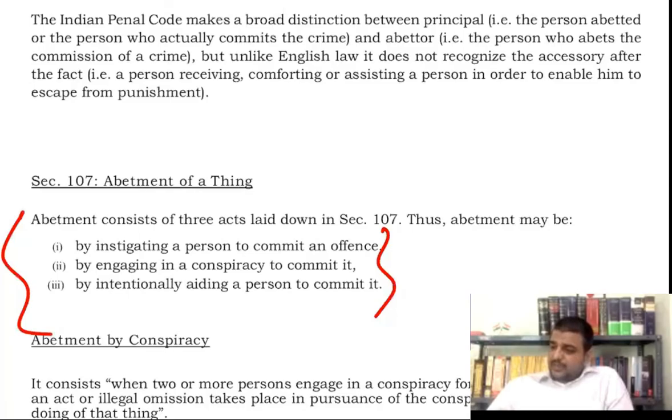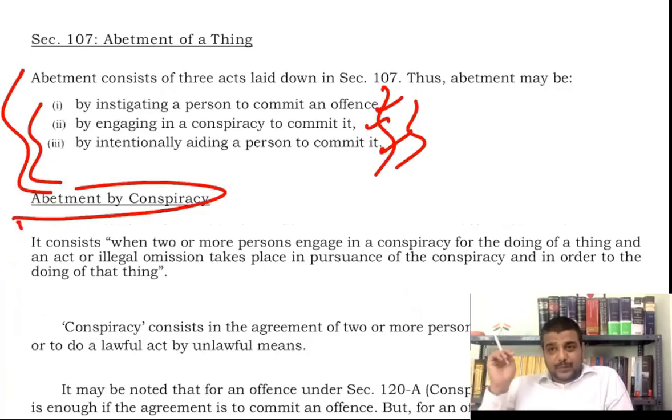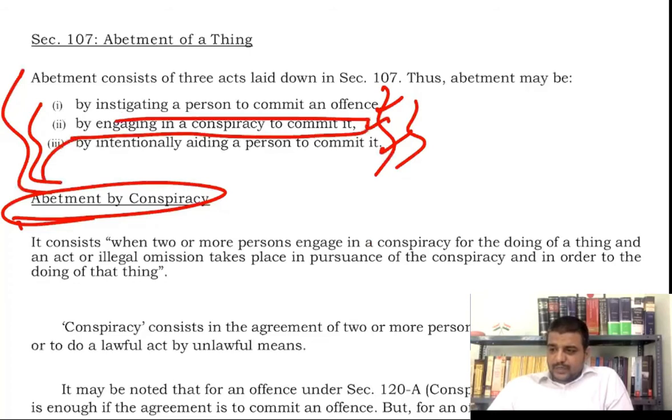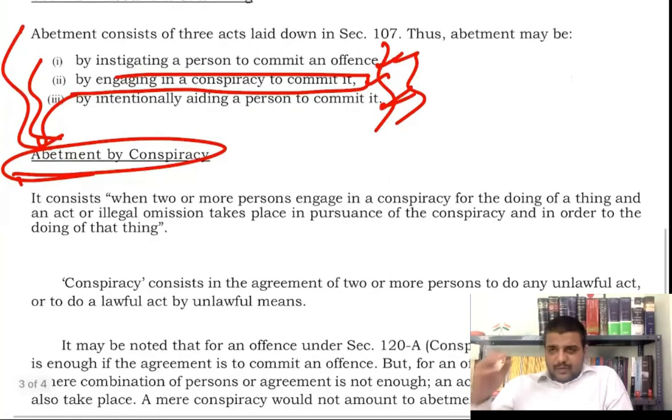There are three ways you can abet something. These are the three acts which have been laid down, and one of them is abetment by conspiracy, which you will go into in detail. So among these, go mostly into abetment by conspiracy. Do not read the rest too much because the question never comes. I've already told you the question mostly comes on abetment by conspiracy and conspiracy to wage war against the state, the difference between these two and what elements basically coincide.